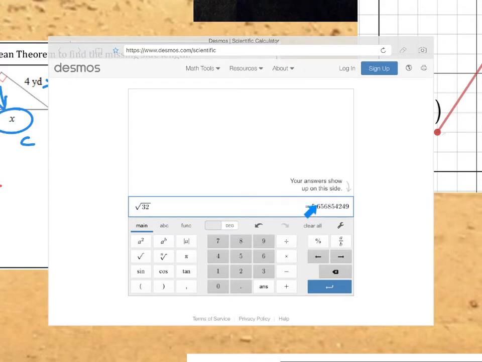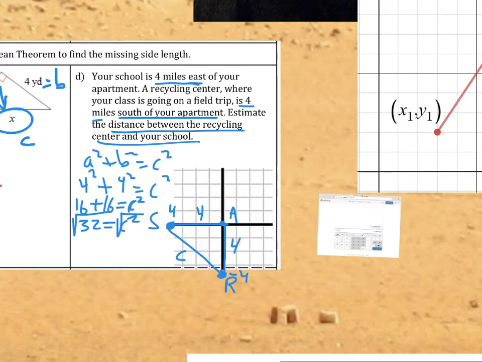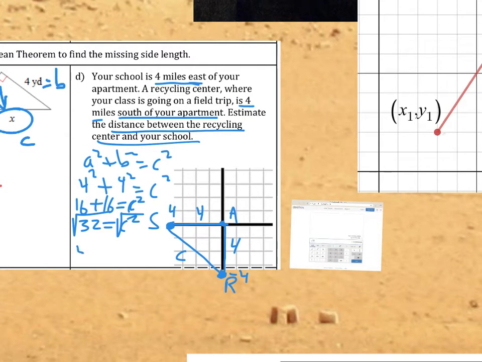Let's round this to the tenths, 1 digit after the decimal point. So that would be 5 point... Remember when we round, we're looking at the digit being cut off, and if it is 5 or bigger, we round up. So this will be 5.7. All right, so 5.7 is approximately what it is. We'll use a little squiggly equal sign, which means approximate. And this is miles.